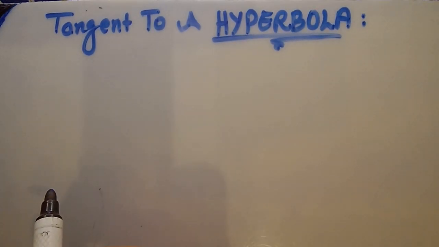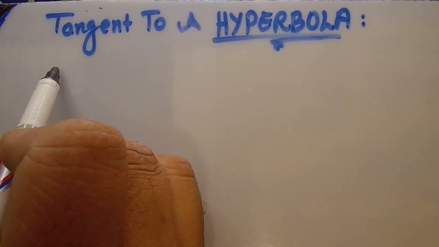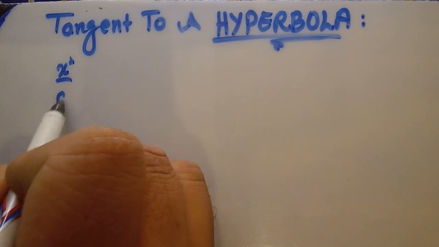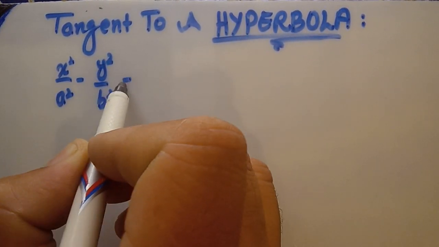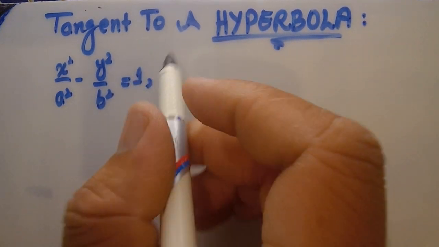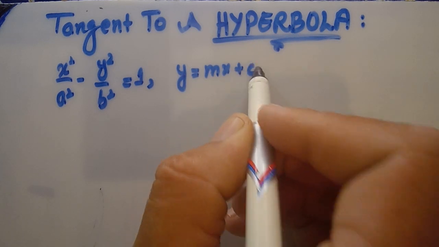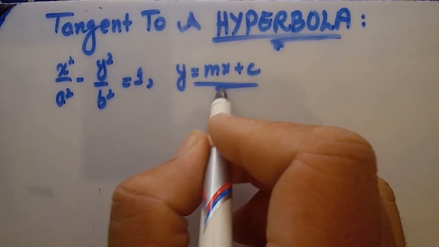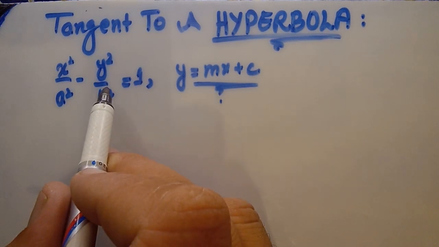In this video we will discuss tangent to a hyperbola. Okay, let's have an equation of a hyperbola x square by a square minus y square by b square is equal to 1, and let's have an equation y is equal to mx plus c, which is the equation of a tangent to the hyperbola. Let's substitute this equation in the equation of hyperbola.